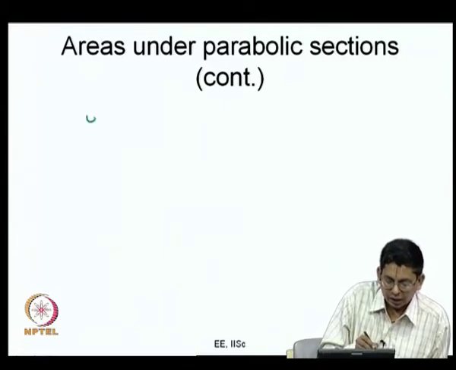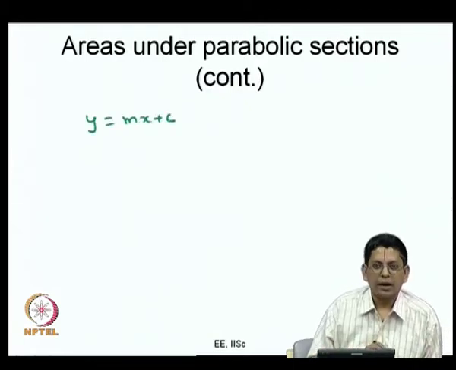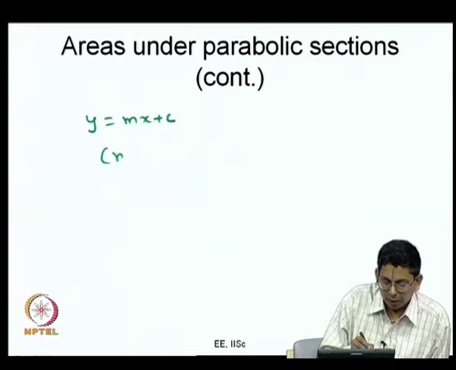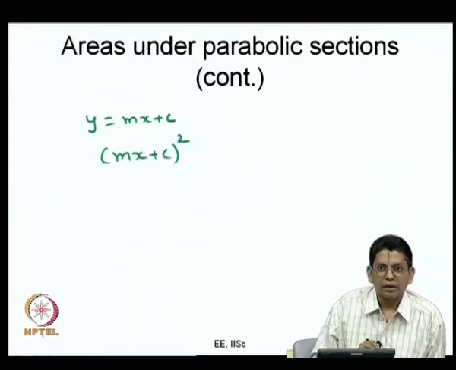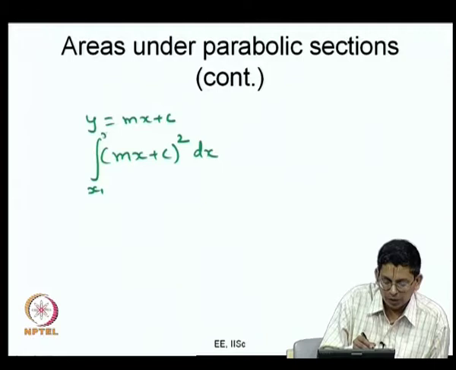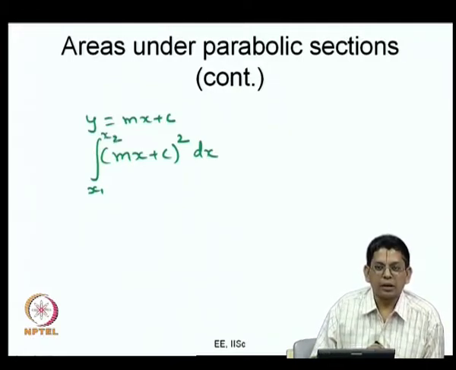Let us say I take the straight line y equals mx plus c. Now, what I want to do is evaluate the area under the parabola. I first square that line, (mx plus c) the whole squared, then integrate it with respect to x, dx, between some values x1 and x2. So, what do I get here?